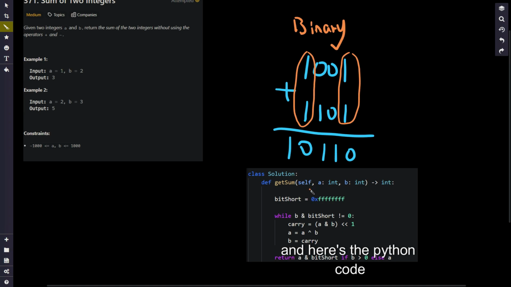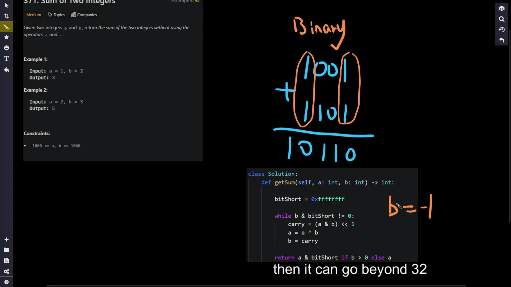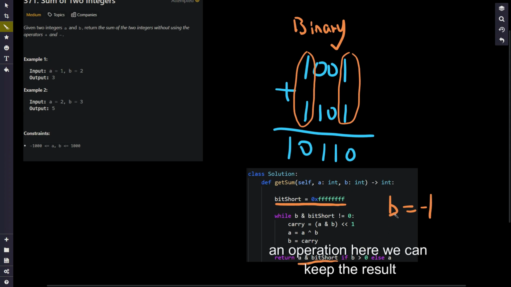And here's the Python code. Please keep in mind that we need to declare a maximum 32 bits integer, because if b is equal to -1 or b is a negative number, then it can go beyond 32 bits integer. So if we declare a maximum number here, and then add an AND operation here, we can keep the result within the 32 bits.